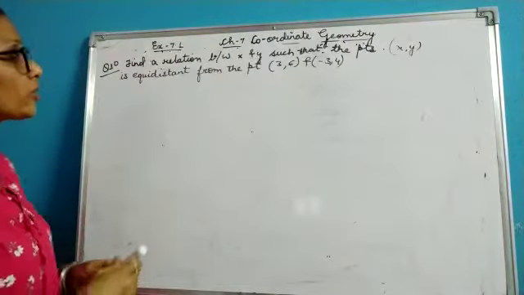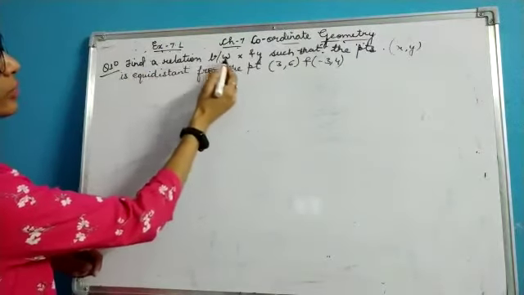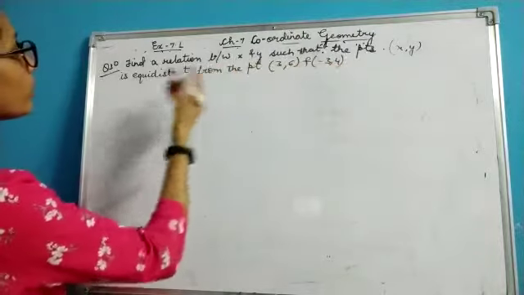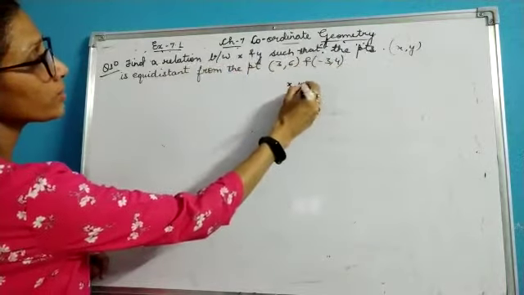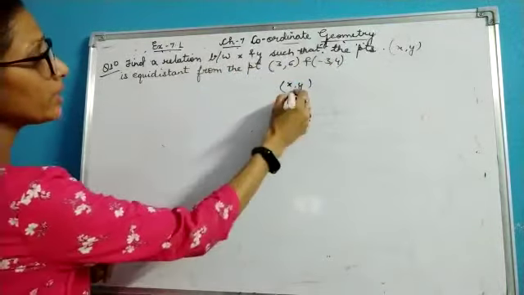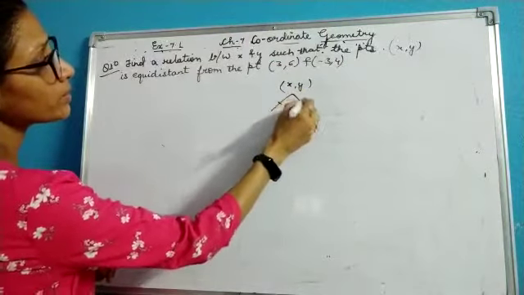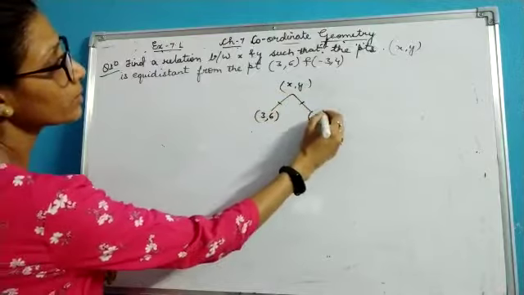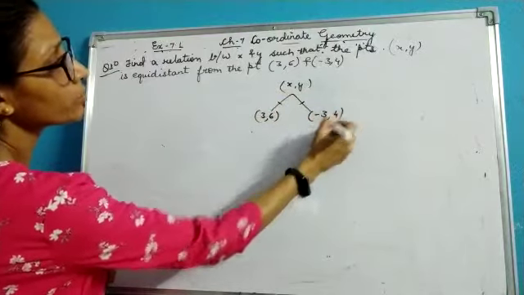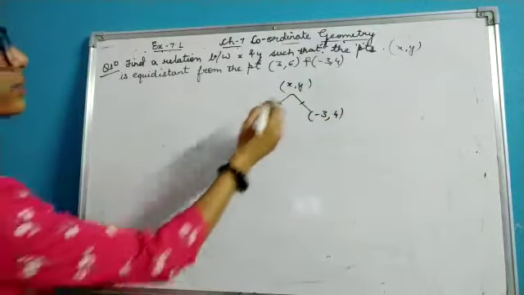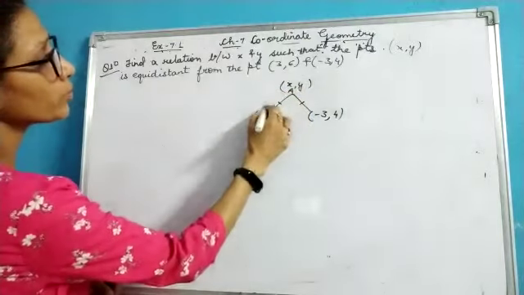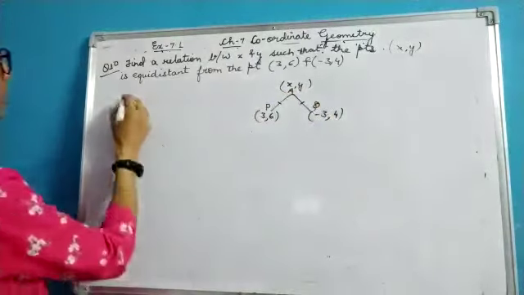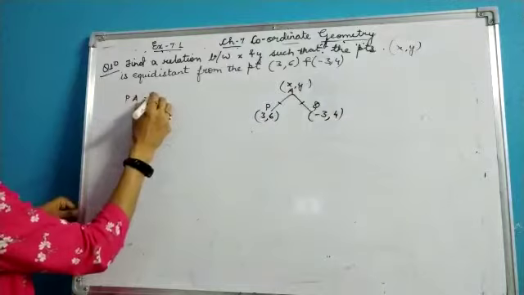See this question, children. Here it is given, find a relation between x and y such that the point (x, y) is equidistant. That means these two distances are equal. Say this point is (3, 6) and this point is (minus 3, 4). So let this point be A and the other points be P and Q. That means it is given PA equal to AQ.